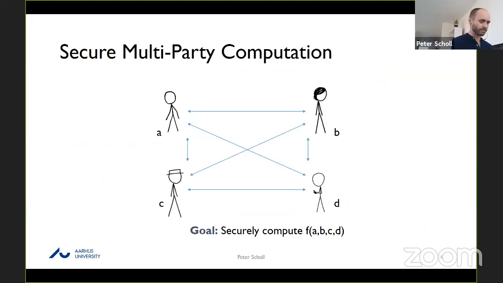Okay, so we're doing MPC, multi-party computation, where we have a bunch of parties with some private inputs and they want to securely compute some function, say f, across their private inputs, while just learning the output of the function and nothing else on the inputs.